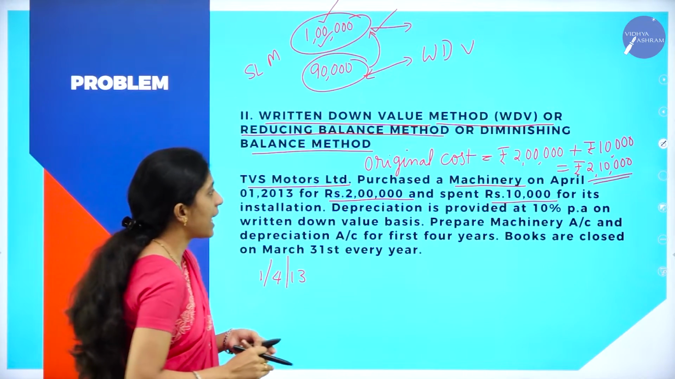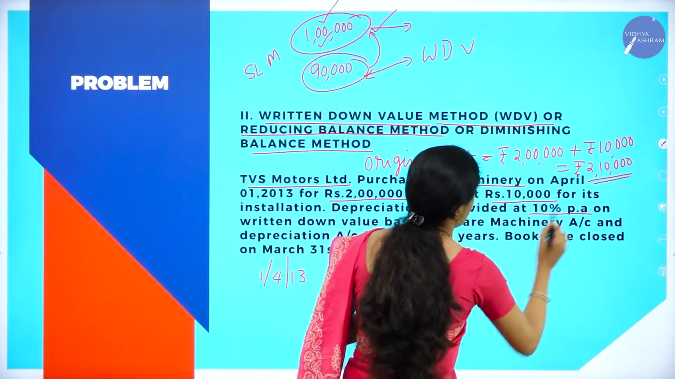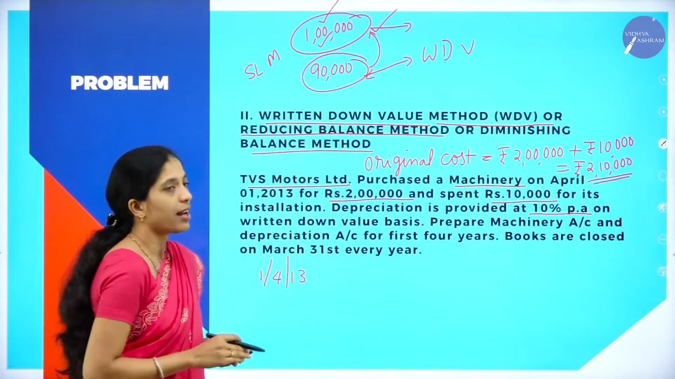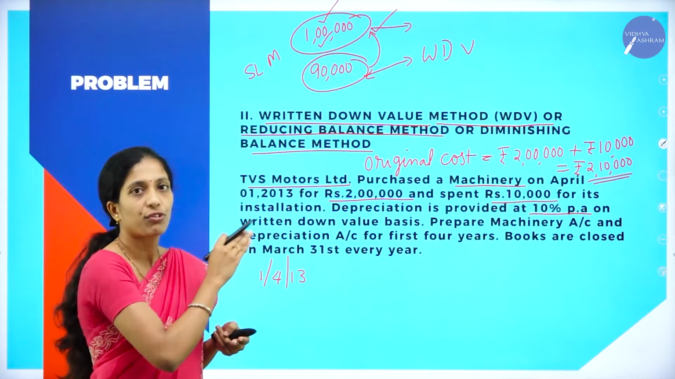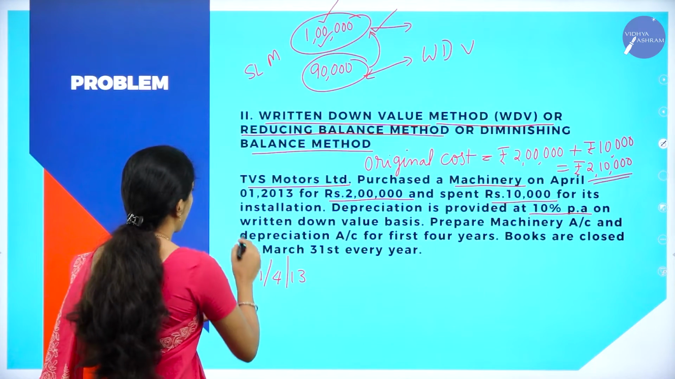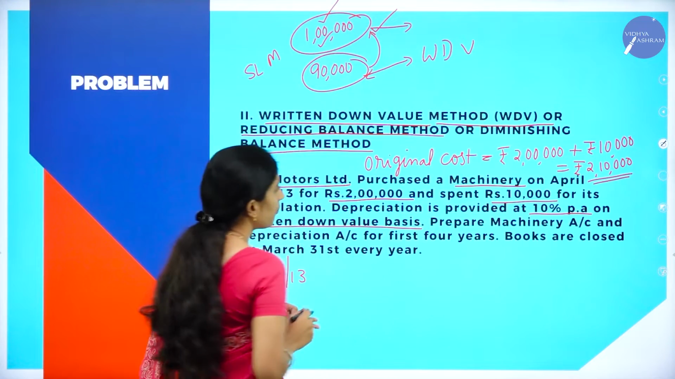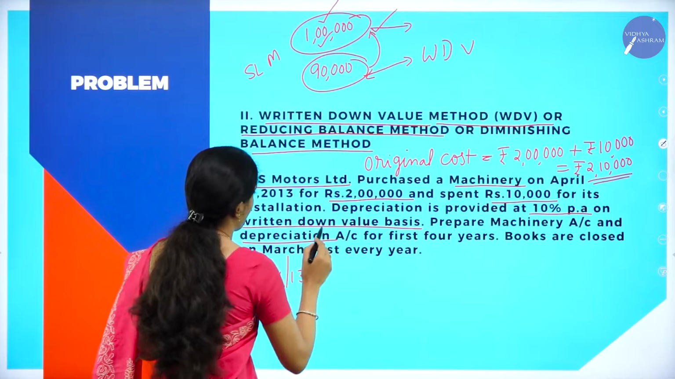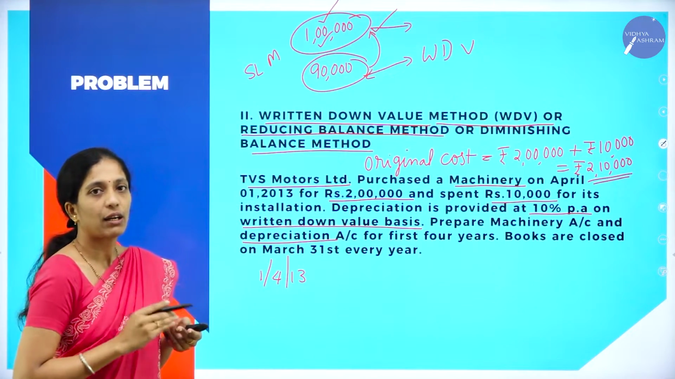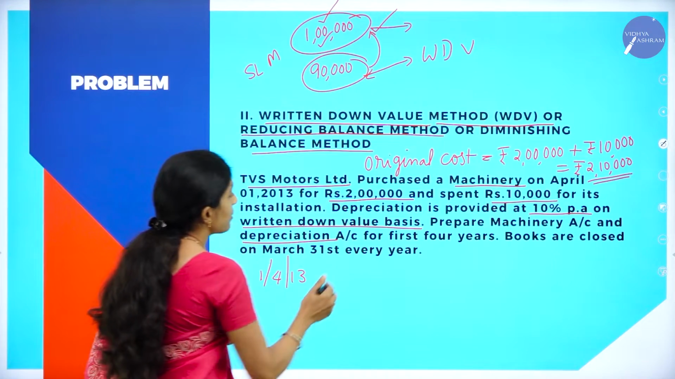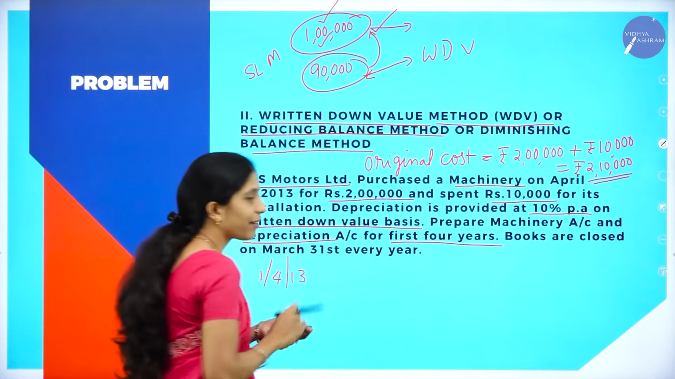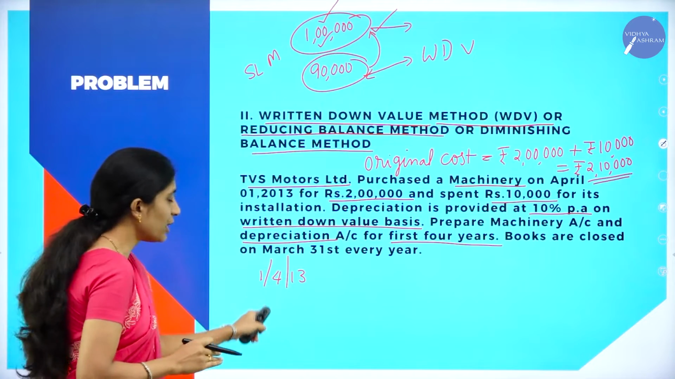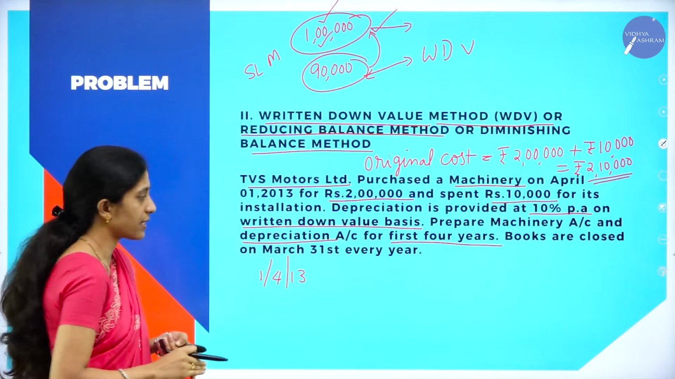Depreciation is provided at 10% per annum. So what is the percentage of depreciation? 10% per annum on written down value basis. So we are going to follow the written down value method. Prepare machinery account and depreciation account for the first 4 years. Now they have clearly told us we are going to prepare the accounts for the first 4 years, so we have to write the dates for the first 4 years, correct?